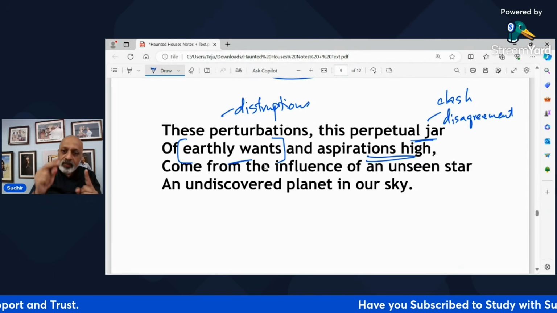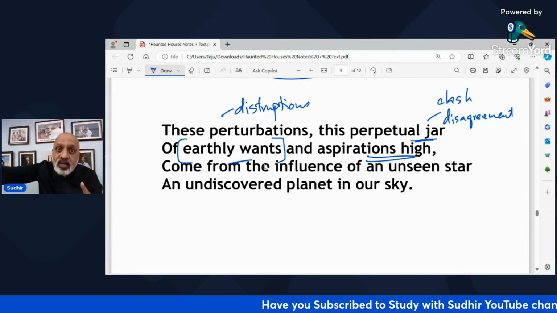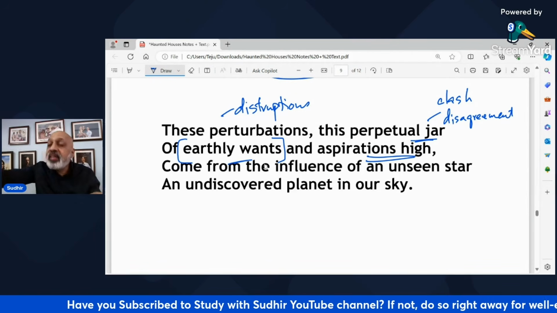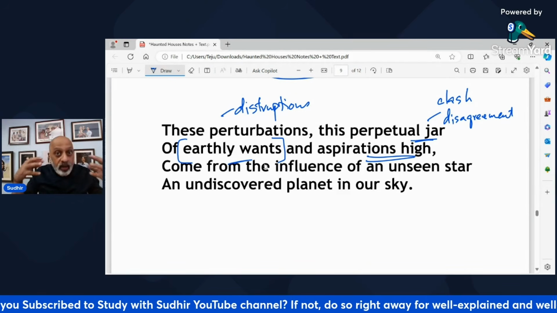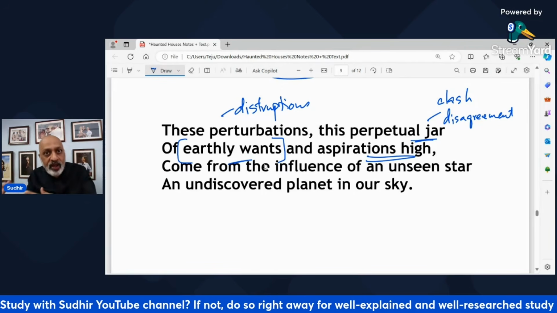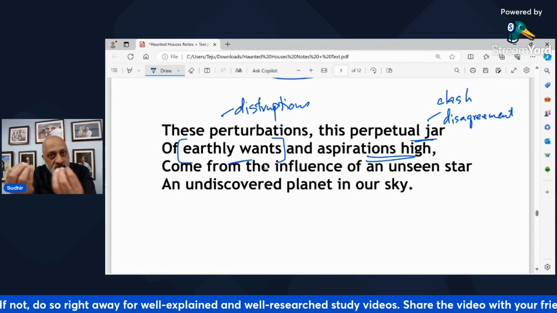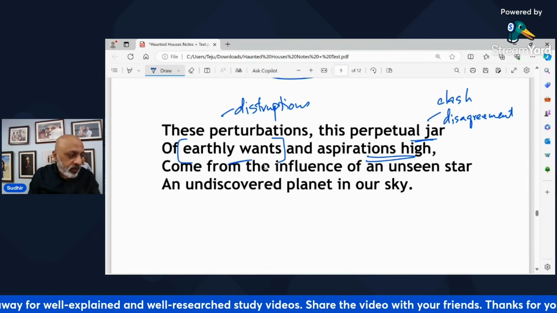So that's what he's saying. The influence of an unseen star or an undiscovered planet in the sky. You don't have any knowledge, but they seem to have some kind of influence on what will happen in your life. So it all adds a sense of mystique and intrigue and suspense as far as the poem is concerned.